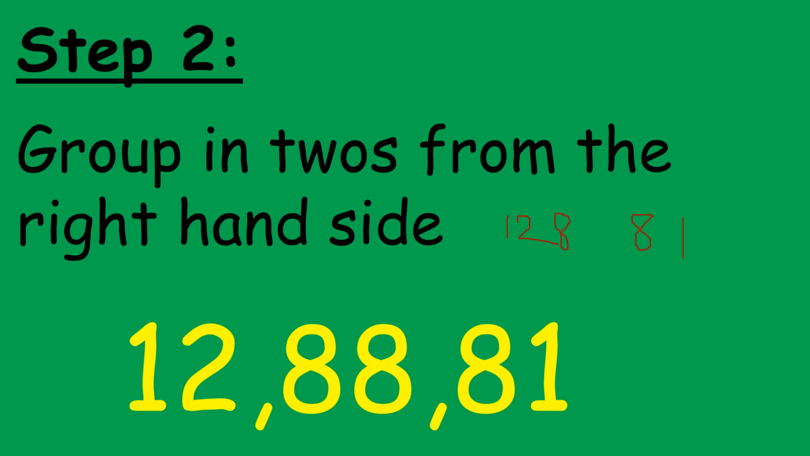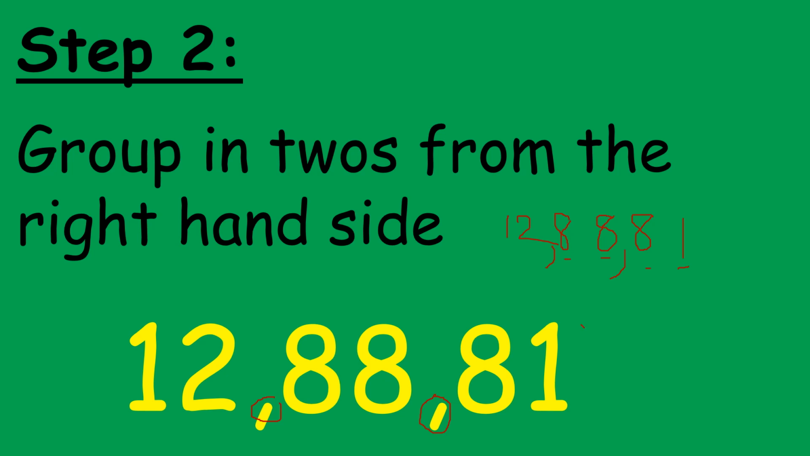We have 128,881. So what we are doing is that we group it in twos from the right. So you count from the right, 1, 2. So you put your comma here. Then you count again, 1, 2. And then you put your comma here. So that's why the commas are shown here, and then the other comma is shown here.